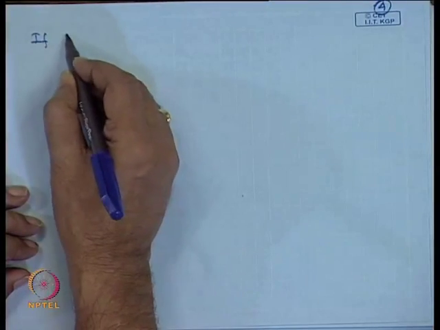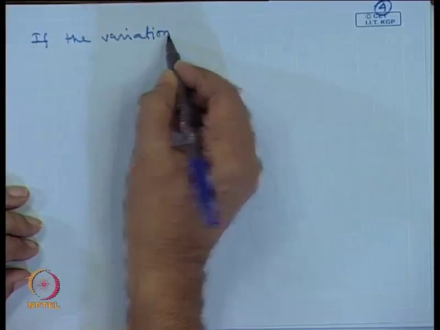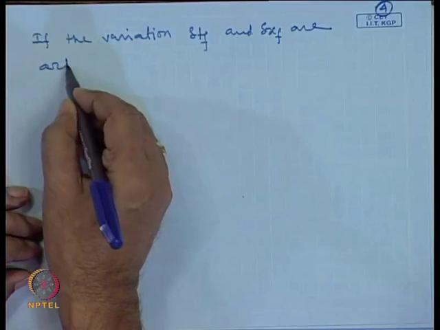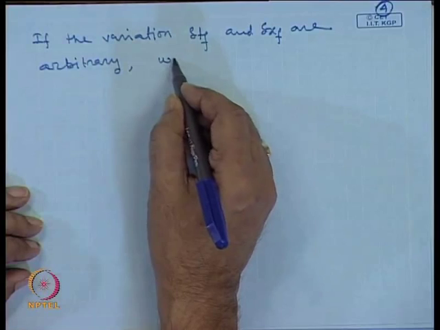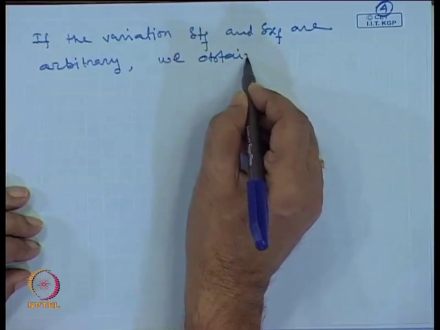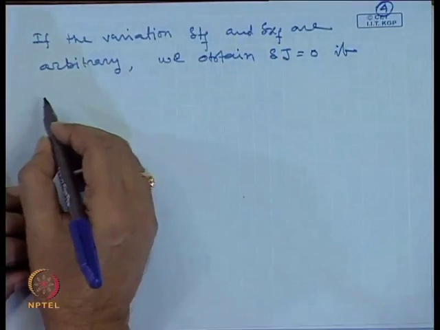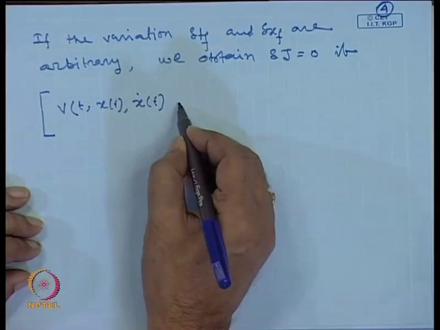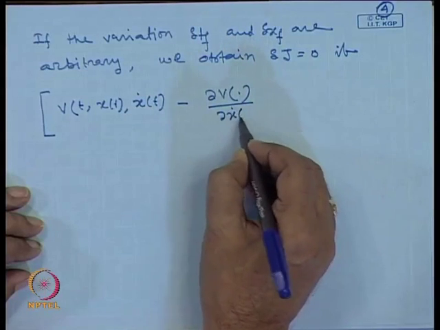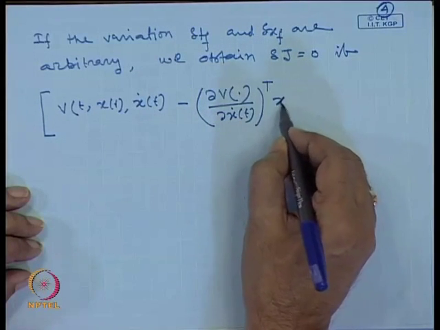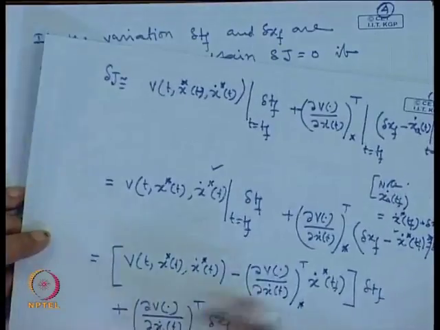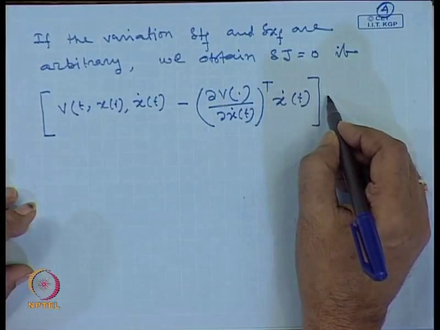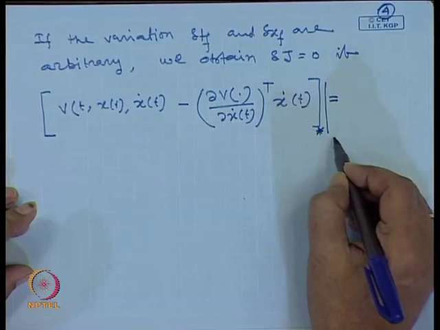If the variations delta T f and delta x f are arbitrary, we obtain delta J equal to 0 if we assign that V(x(t), x dot(t), t) minus (del V del x dot of t) whole transpose times x dot of t, and this value, you see, when delta T f is arbitrary, then this cannot be 0, this must be 0. So this is equal to 0 at t is equal to T f.